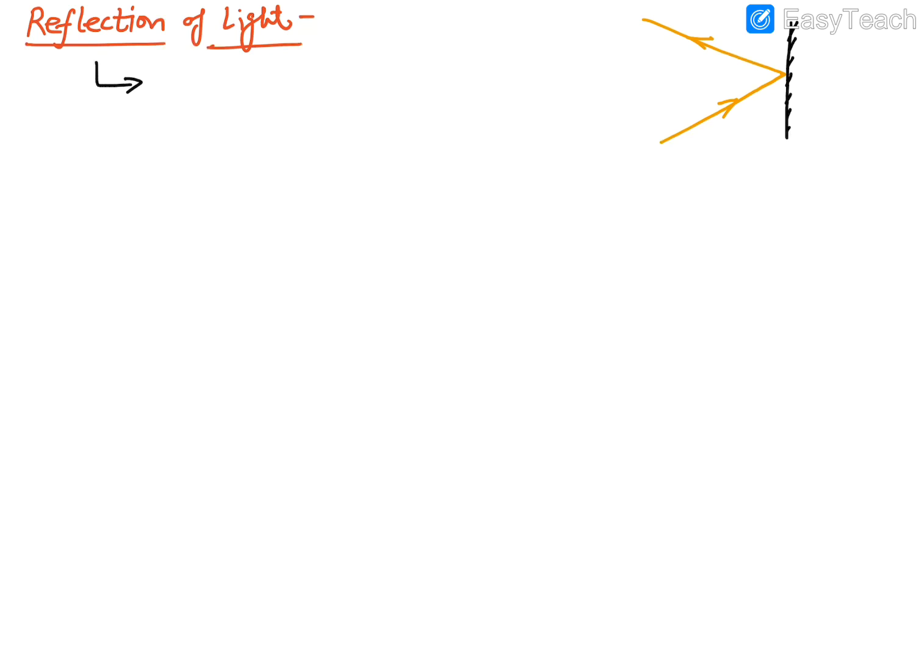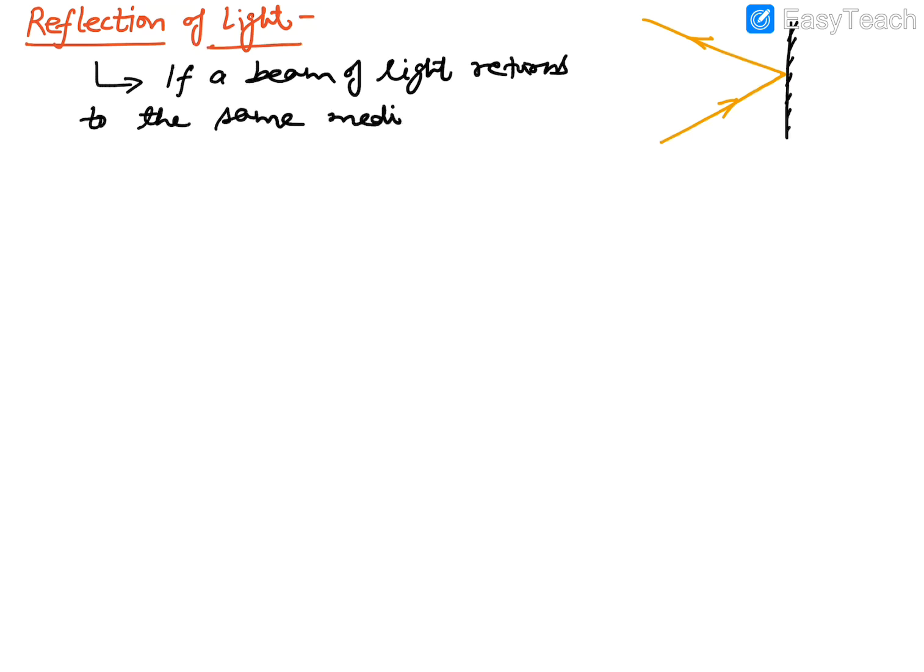So we can say reflection is a phenomenon by which the incident ray, after striking the boundary, returns to the same medium. So we can write in short: if a beam of light, or maybe a single ray, returns to the same medium after striking a boundary between two mediums, that phenomenon is called reflection.